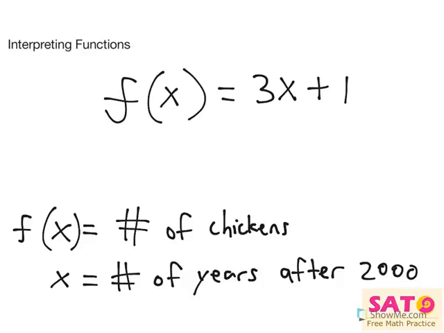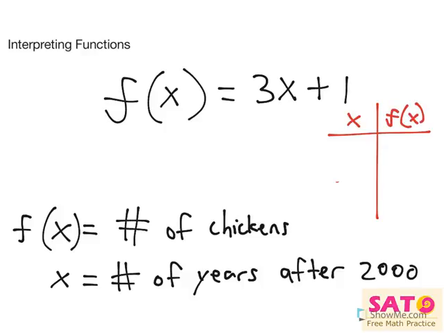So for every 1 year, we get 3. If it was just 3x, the number of chickens would always be 3 for every 1 year. And we also have it plus 1. So we would always get a consistent ratio of, for every 1 year, 4 chickens. Let's make our little table right here of x and f of x.